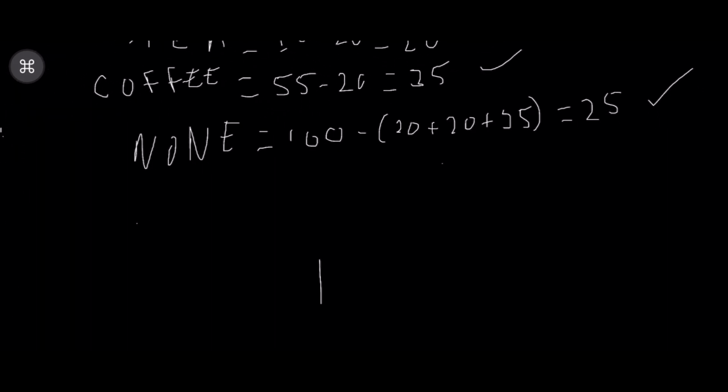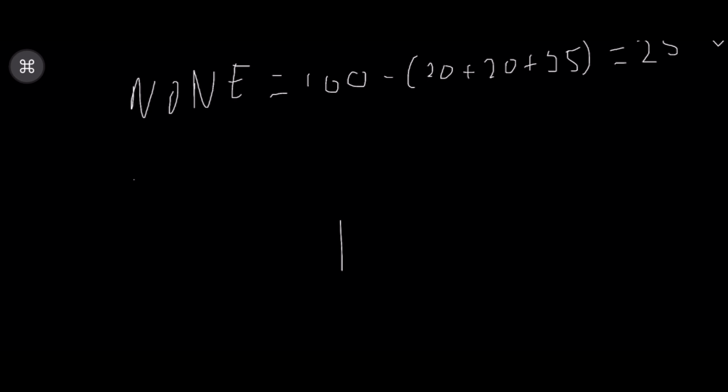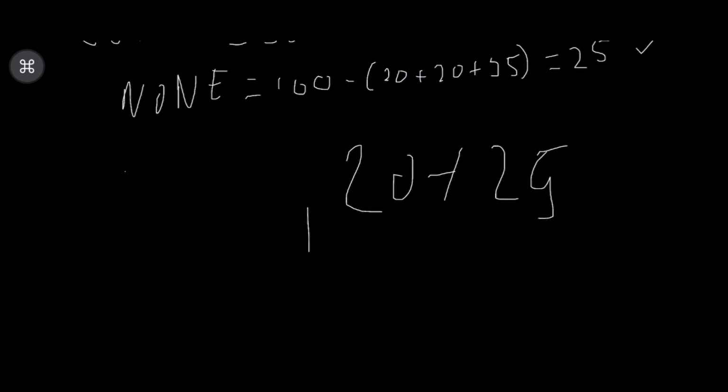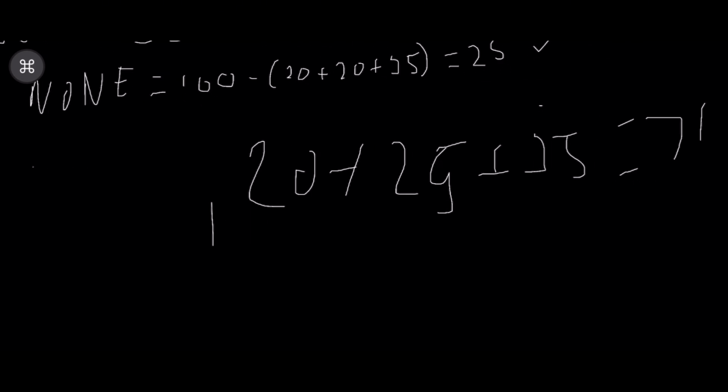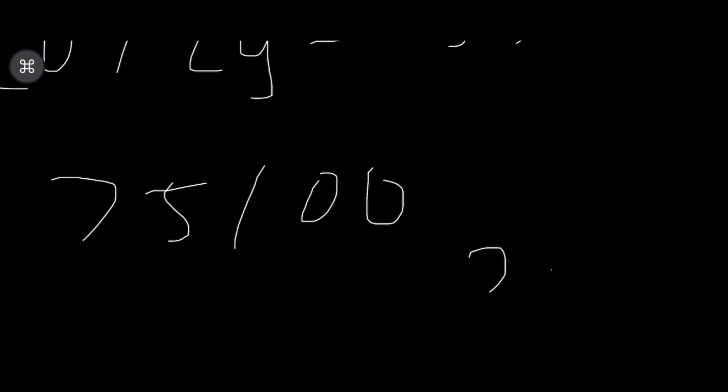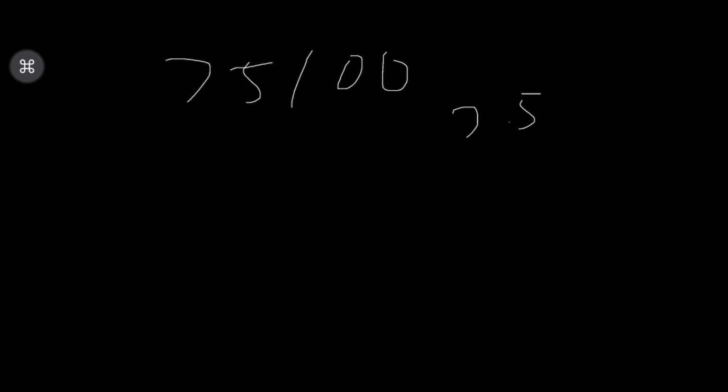Now the diagram is complete. You can answer questions like, what's the probability someone likes at least one drink? That means tea, coffee, or both. So add 20 plus 20 plus 35, which equals 75. So the probability would be 75 out of 100, which would be 0.75. Or what's the probability someone likes neither? Which would be 25 out of 100, or 0.25.